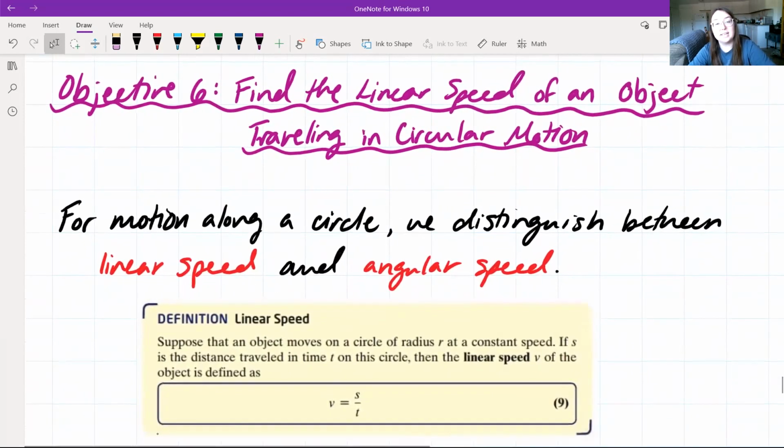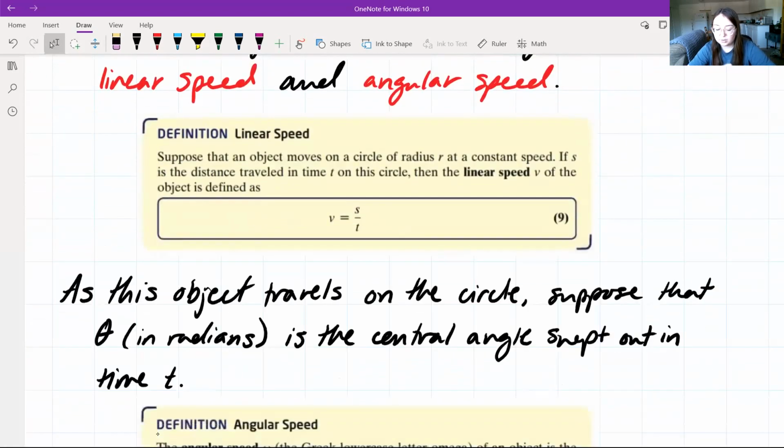All right. Last objective, objective 6, we're going to find the linear speed of an object traveling in circular motion. So for motion along a circle, we distinguish between linear speed and angular speed. So linear speed, we suppose that an object moves on a circle of radius r at a constant speed. If s is the distance traveled in time t on the circle, then the linear speed v of the object is defined as v is equal to s divided by t.